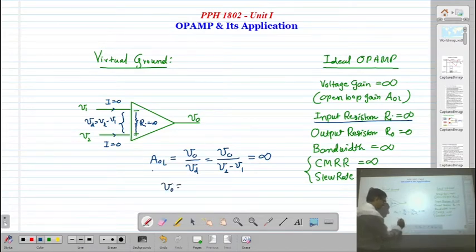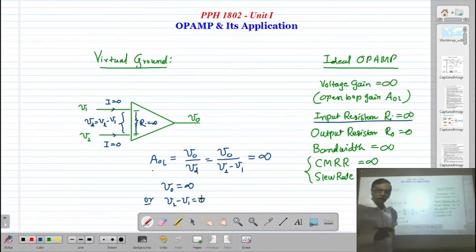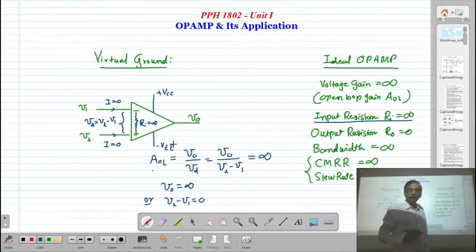Here, output voltage is infinite, or V2 minus V1 is equal to 0. But remember, output voltage cannot be infinite, because whatever DC voltage we apply to the operational amplifier, to operate this IC I have to give a plus VCC and minus VEE.